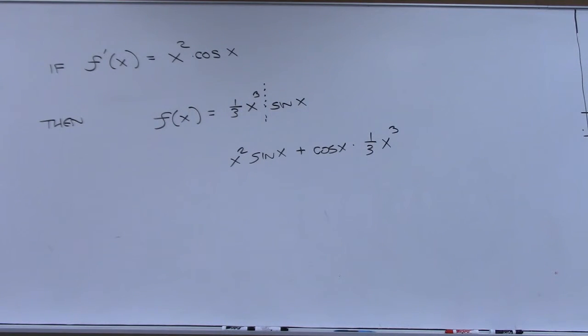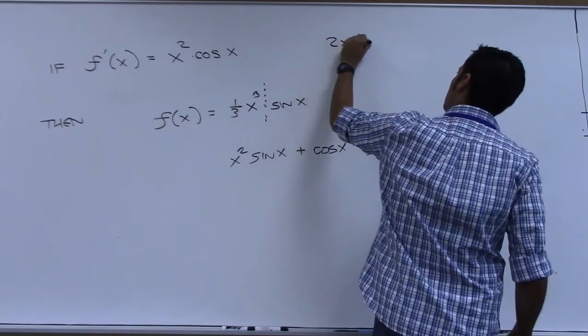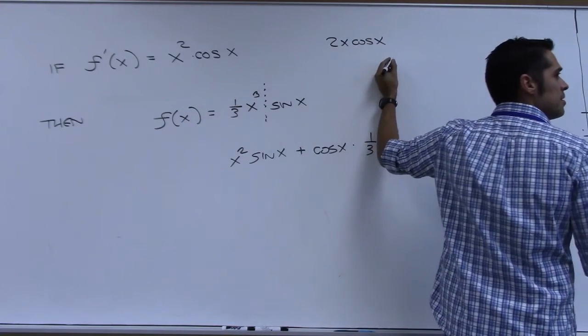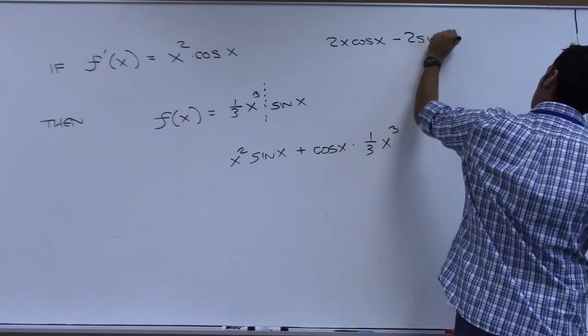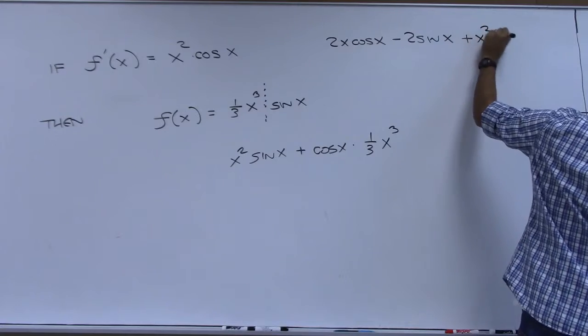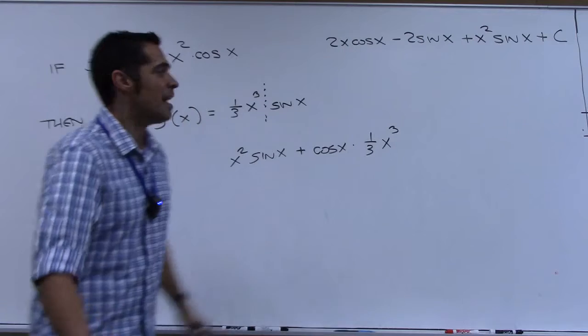Integrate x squared cosine x. I could do that by hand. It's not hard to do. It's just a little time consuming. The antiderivative of that is 2x cosine x minus 2 sine x plus x squared sine x plus c. That's the backwards.